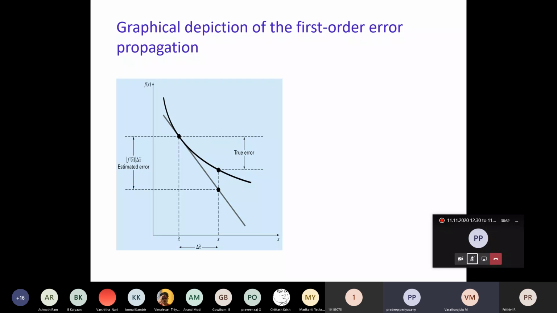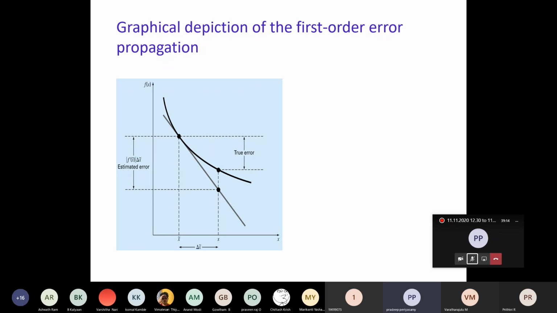Hello everyone, I'm here to continue with the graphical depiction of first order error propagation. So now we are presented with a graph between f of x and x, and we plotted x bar and x on the x-axis, and the curve represents the function f of x. Now we are going to draw a tangent at the point x dash, and we are going to project x dash and x on the tangent line, whose projection on the y-axis will give the estimated error, and the same projection with respect to the curve will give the true error, and we can see the estimated error and true error which we calculated in the previous problems.